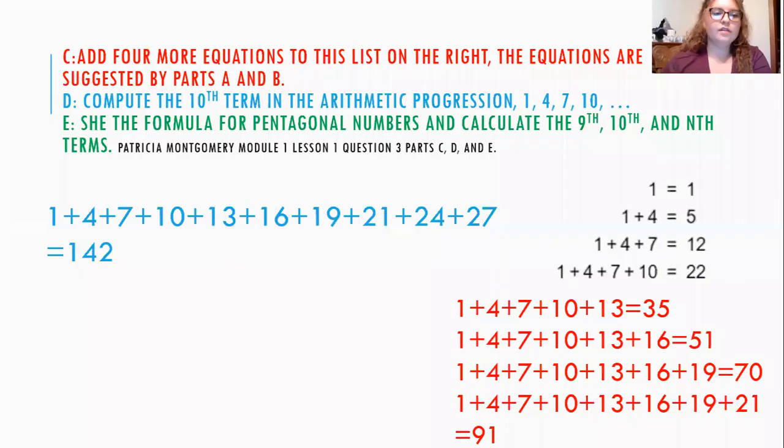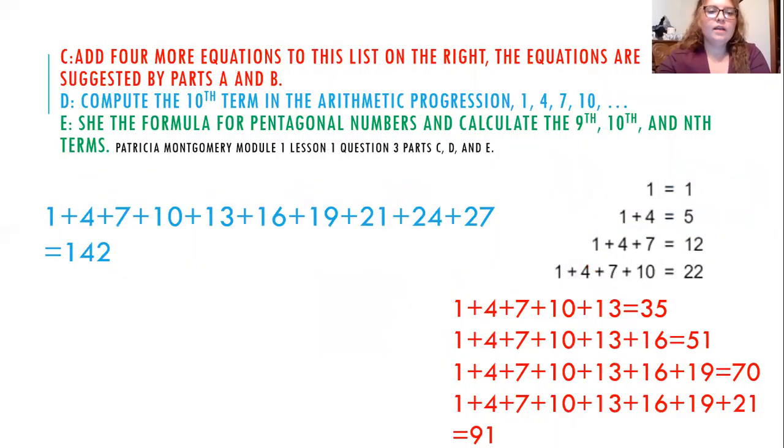For part C, it says to add 4 more equations to the list on the right. Okay, so it gave us this list of addition equations right here where it says 1 equals 1, 1 plus 4 is 5, and so on. So it wants us to create the next 4 of those. In order to do that, you need to look for the pattern that they're using to figure out how you are going to continue to do that.